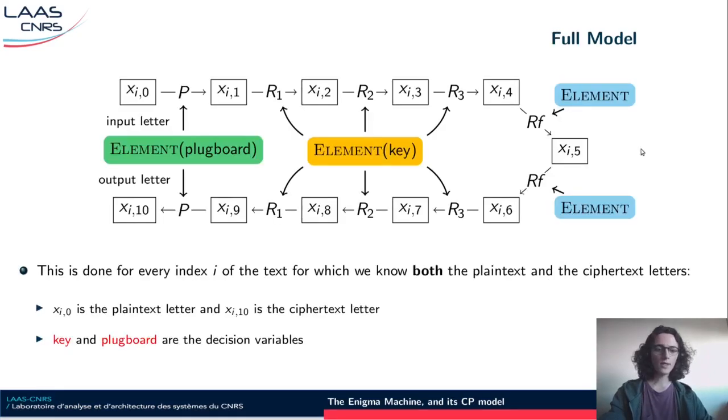So again, for every letter of the input message and the output message, we have this kind of picture with mostly element constraints linking the different variables, which are parameterized for the rotors by the key, the offset of the rotors, and parameterized by the plugboard links in the plugboards. This can already be used to decipher messages. But Alan Turing had a smarter way to do it, and this is what we will see next.